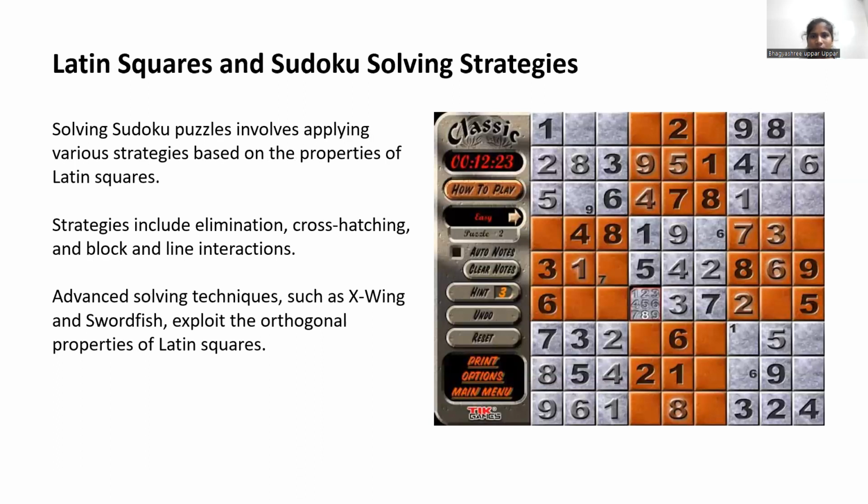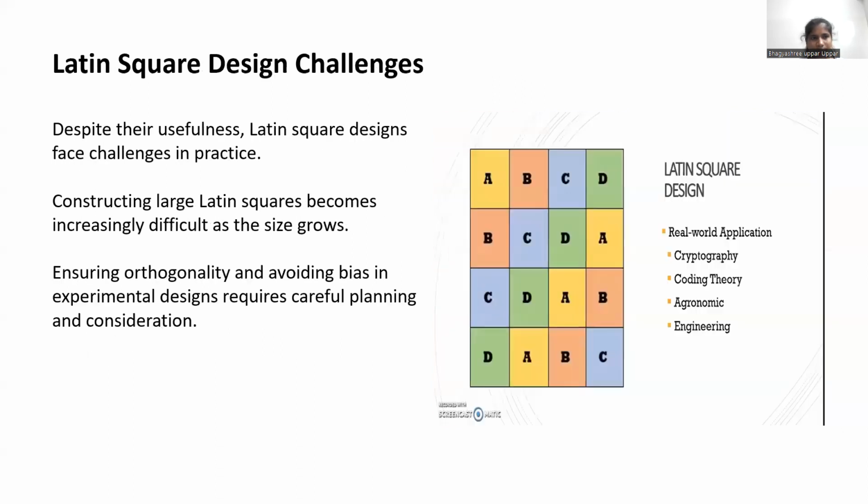Latin squares and Sudoku solving strategies. Solving Sudoku puzzles involves applying various strategies based on the properties of Latin squares. Strategies include elimination, cross-hatching, and block and line interactions. Advanced solving techniques such as X-Wing and Swordfish exploit the orthogonal properties of Latin squares.